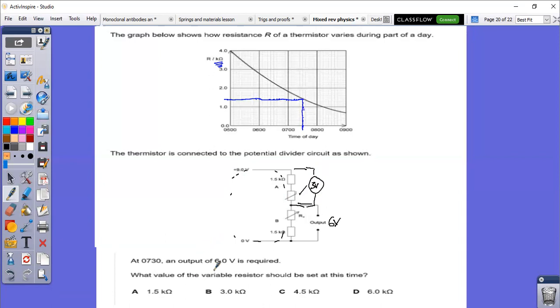Now it says an output of 6 volts is required, and it's at 7:30. And at 7:30, we know that this one here has 1.4 kilo ohms. Ah, right, I know where I went wrong, because I did need the other way around. Okay, do you want to have another go at it? Yeah, 20 seconds. Go for it.